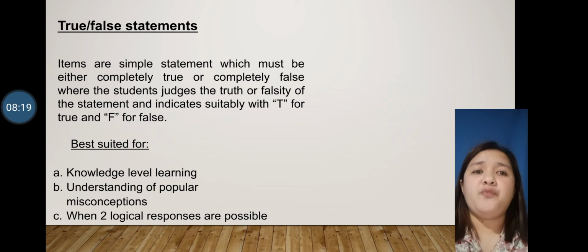So for the true or false statements, items are simple statements which must be either completely true or completely false. The student judges the truth or falsity of the statement and indicates it suitably with the letter T for true and F for false. In this type of question, students are given a statement with true or false options. So students who know what a statement is all about can easily mark it as true or false.